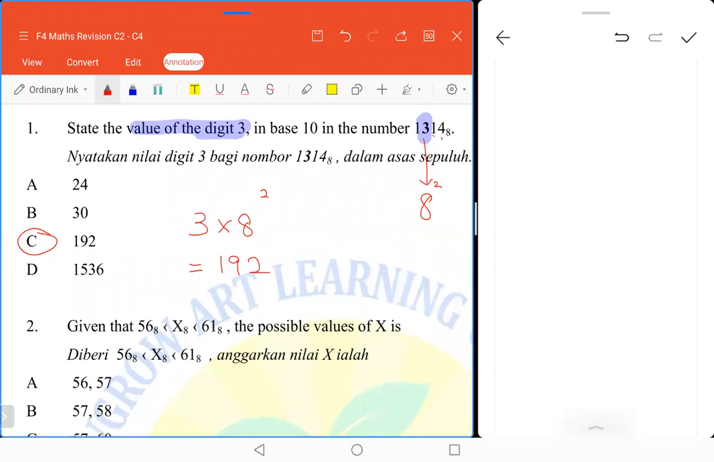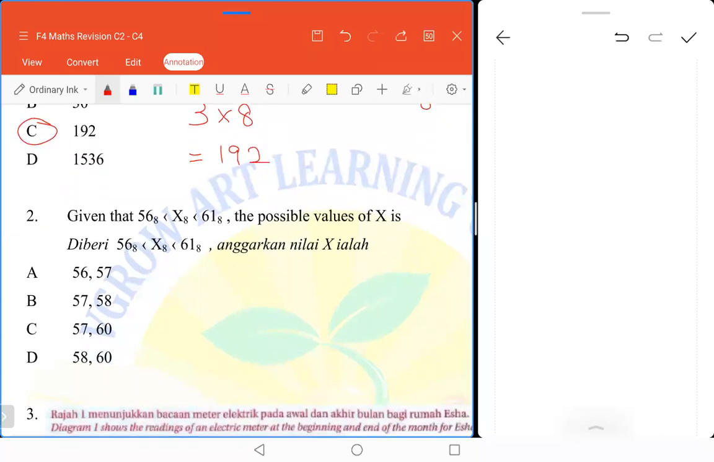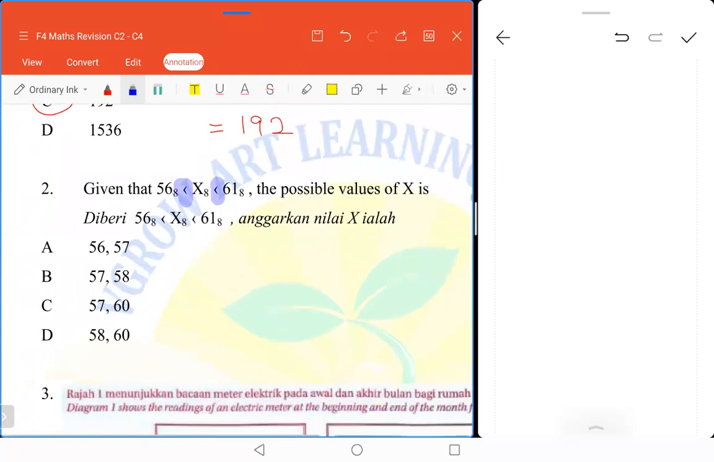Okay, number 2, let's proceed. If you want me to stop, then you just let me know. Number 2, given that 5, 6 in base 8 is less than an unknown number x, which is less than 6, 1 in base 8. So what are the possible values of x? It means what is the next number after 5, 6, and the next number after that. So it will be A, B, C, or D. Find the next number. Next and next.